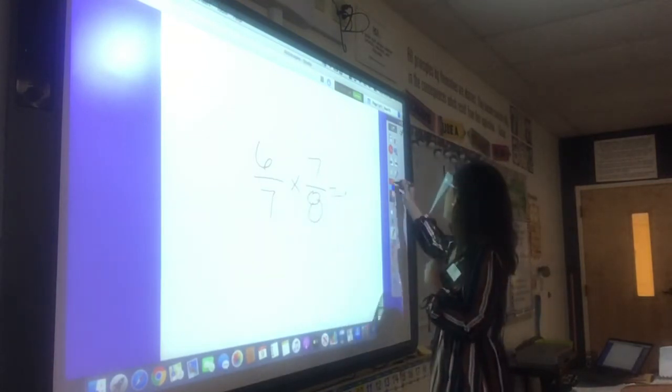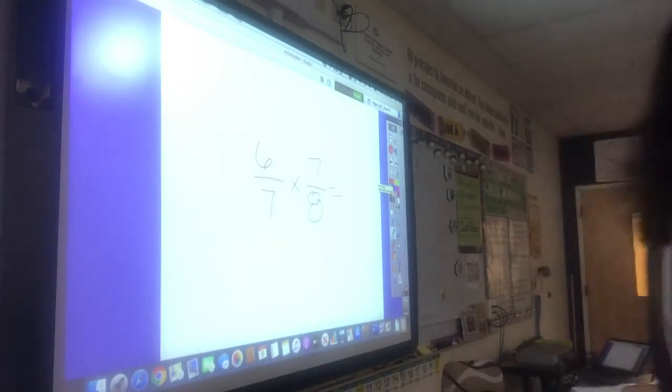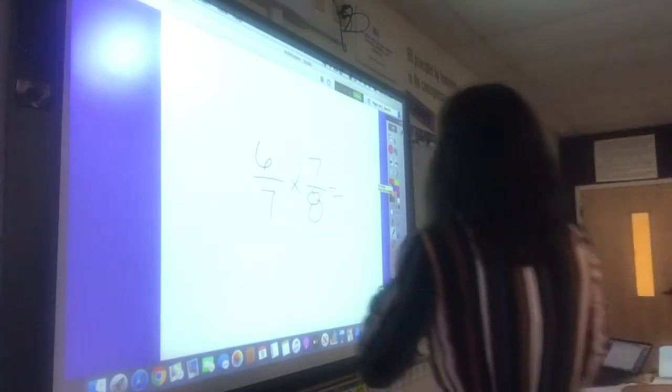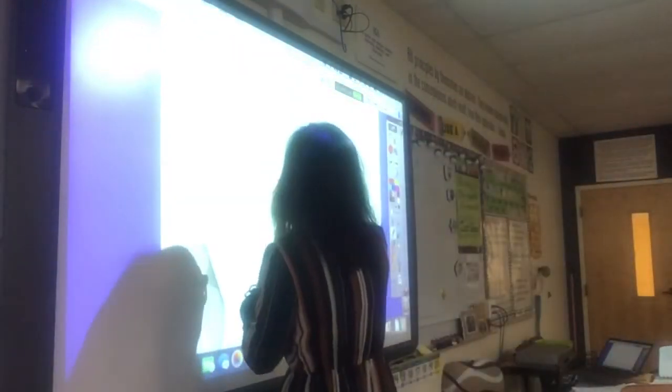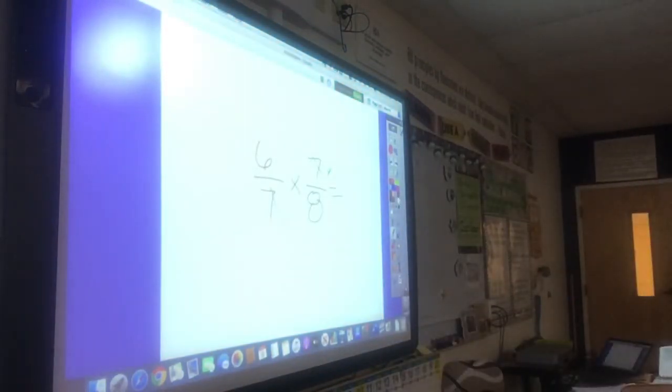Okay, so first of all, we automatically see that we have 7 and 7 across from each other. So what do we know since we have the same number across from each other here, Dean? Change them both to 1. Right, they're both going to become 1. Okay, let's look at 6 and 8. Do they have anything in common that goes into both of them? Harrison? They both have 2. 2 goes into both.